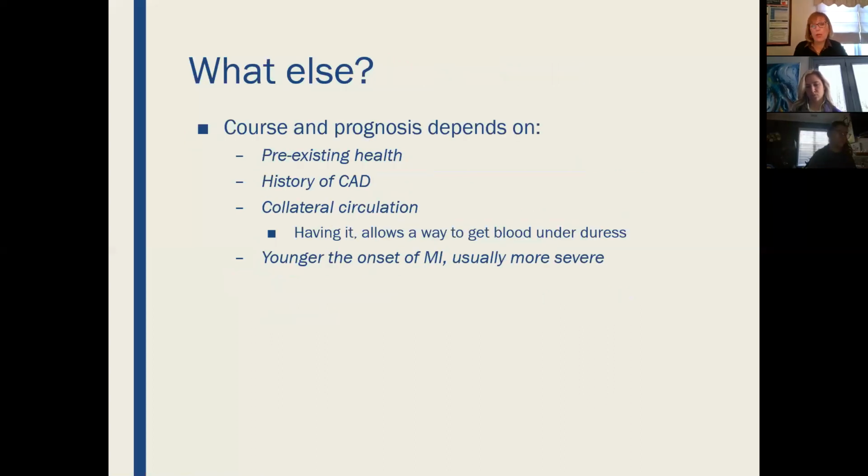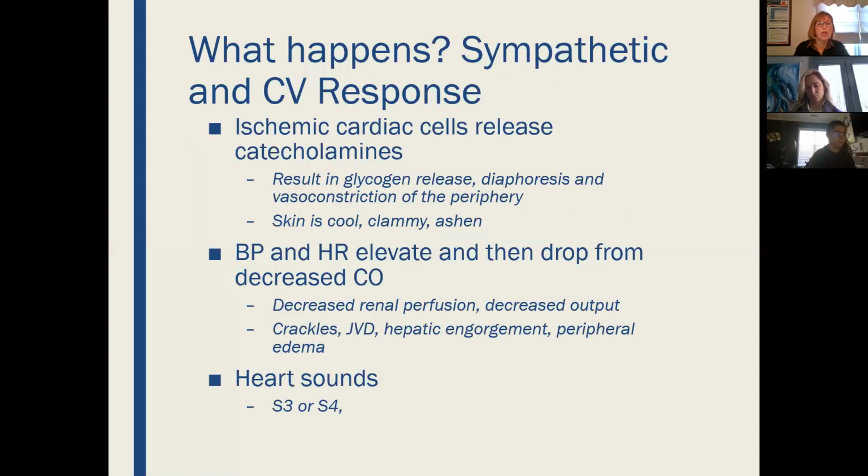Okay, so what else? Well, the course is going to depend always on the underlying cause, on your pre-existing health. Do you have collateral circulation? It makes a big difference. So what happens cellularly? So ischemic heart cells, we know the blood is not getting to the myocardial cells, and they don't like it, right? They're in pain, they go into anaerobic metabolism and all. Ischemic cardiac cells release catecholamines. We've talked about catecholamines in your adrenal glands, right? But this is coming from ischemic cells. And it's going to release glycogen because the body's saying, wait a minute, we need help here. We're in some kind of a lactic acid state. What's happening? So they want you to get glycogen and convert it to glucose in case the body needs it.